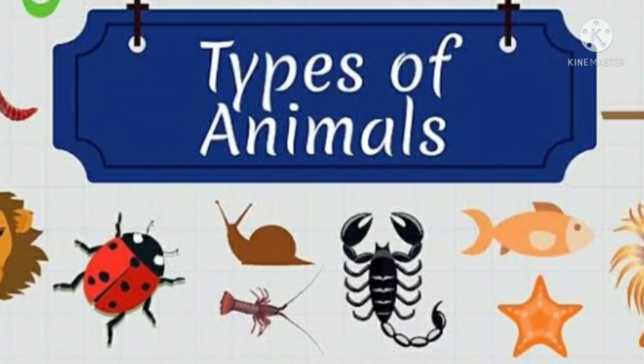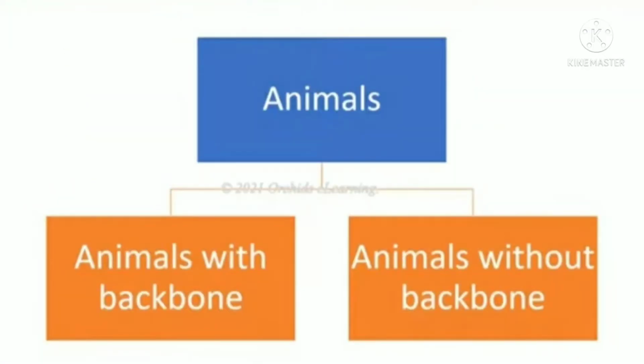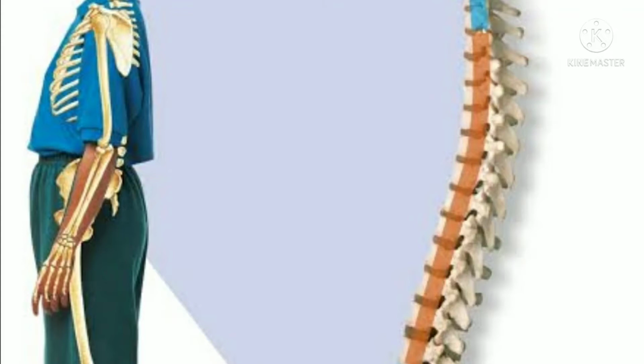Children, now we can learn the types of animals. Okay. There are a lot of animals, isn't it? To study them, they are divided into two main groups based on the absence or presence of a backbone. That is, animals without a backbone and animals with a backbone. Okay. Children, do you have a backbone? Yes, isn't it?